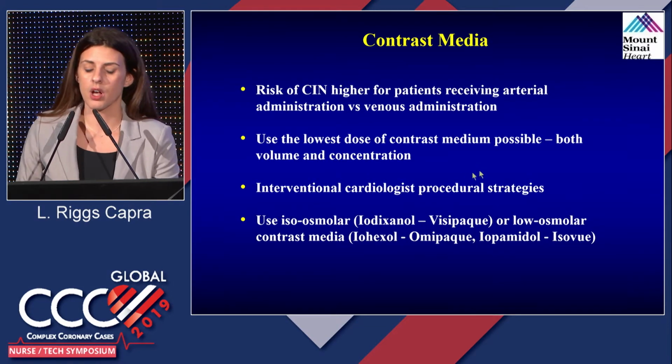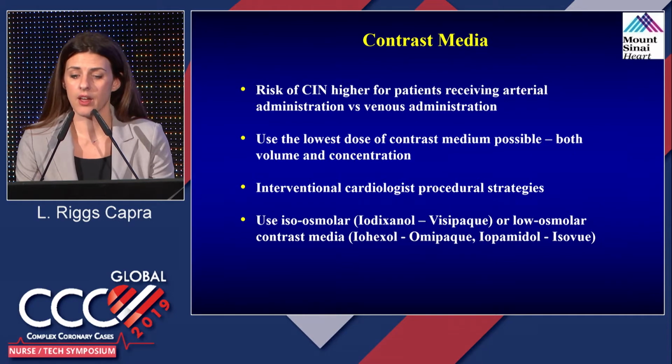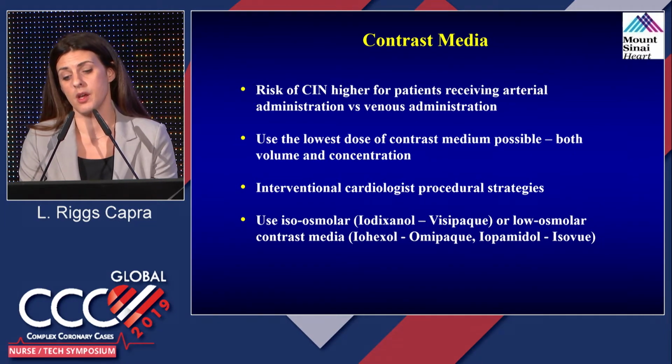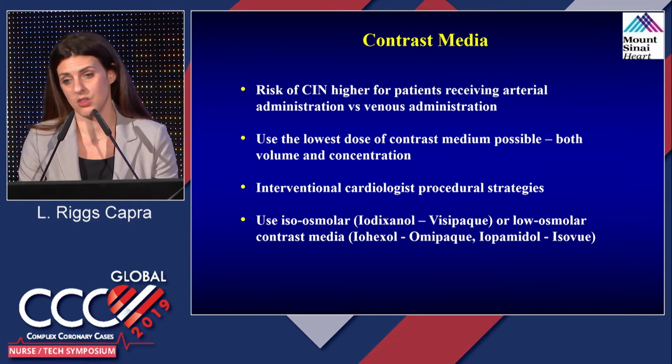In terms of our contrast medium, the risk of CIN is higher for patients receiving an arterial administration versus a venous administration. So for our PCI patients, the risk is much higher than if we're sending a patient for, for instance, a CTA. We need to use the lowest dose of the medium possible, both in volume and in concentration. So that's picking the right contrast dye and giving as little as possible.